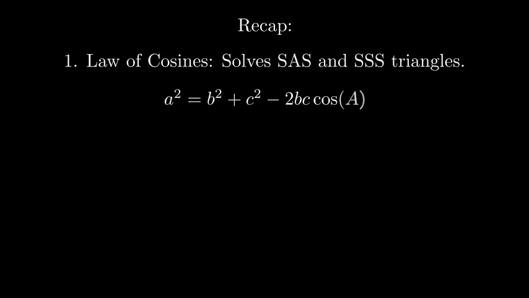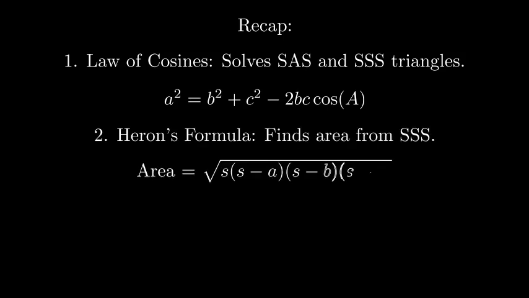Let's quickly recap what we've learned today. We've added two very powerful tools to our ability to work with triangles. First, we mastered the law of cosines. It's our go-to method for solving oblique triangles, when we are given either two sides and the included angle, SAS, or all three sides, SSS. It's a generalization of the Pythagorean theorem for all triangles.